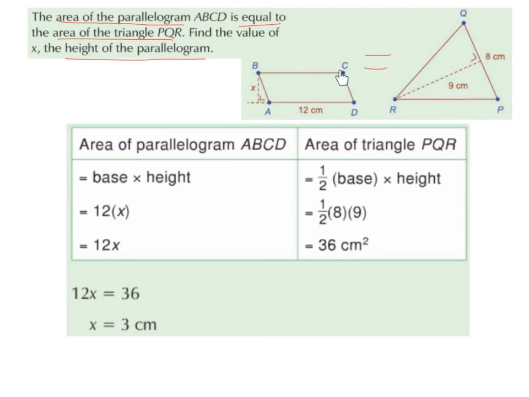So we know that the area of the parallelogram is equal to the area of the triangle. So we got the area of the parallelogram to be 12x, and we got the area of the triangle to be 36. So we're going to let 12x be equal to 36 and solve for x. So 12x is equal to 36, so x is going to be 36 divided by 12, and 36 divided by 12 will be 3, so x is 3. So the height of our parallelogram is 3 centimeters.